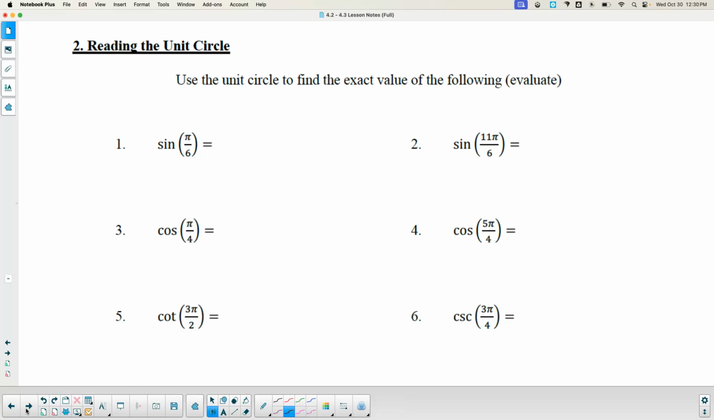This is asking me for the sine at pi over 6. So I go to pi over 6 and I say, sine is the y value, so the y value at pi over 6 is 1 half. So the sine at pi over 6 is 1 half.